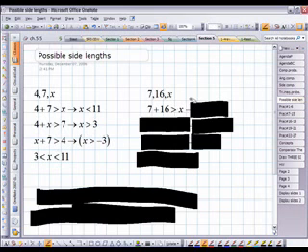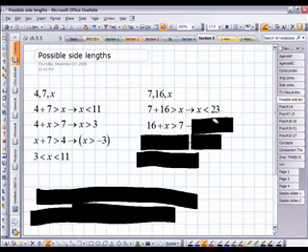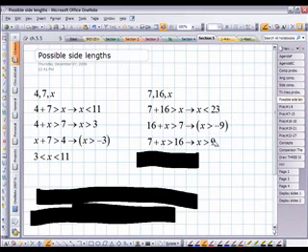For 7 and 16, do the same thing. Add 7 and 16. Must be bigger than x, so x is less than 23. Try 16 plus x is greater than 7. That one doesn't tell us much. It's negative. Flip it around one more time. 7 plus x is greater than 16, so x is bigger than 9. And so therefore, you're bigger than 9, less than 23, so you're between 9 and 23.